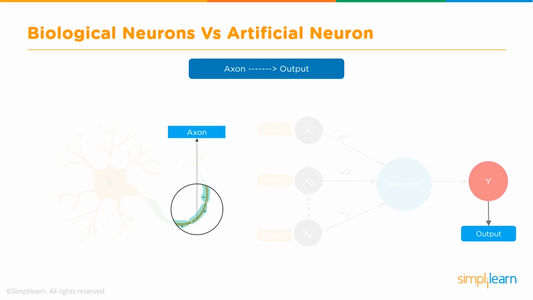And biological neurons are also interconnected. So there are billions of neurons which are interconnected. In the same way, artificial neurons are also interconnected. So the output of this neuron will be fed as an input to another neuron, and so on.